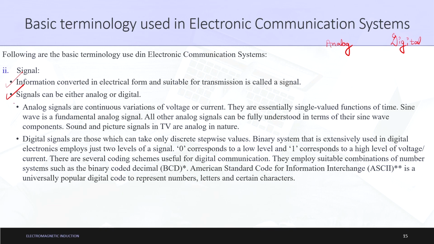For now, I will end the lecture here. Just iterating again, what is a signal? Information converted in electrical form and suitable for transmission is called a signal, and signals can be either analog or digital. What an analog signal is and what a digital signal is, we will get to know in the next lecture. For now, let us end this lecture.